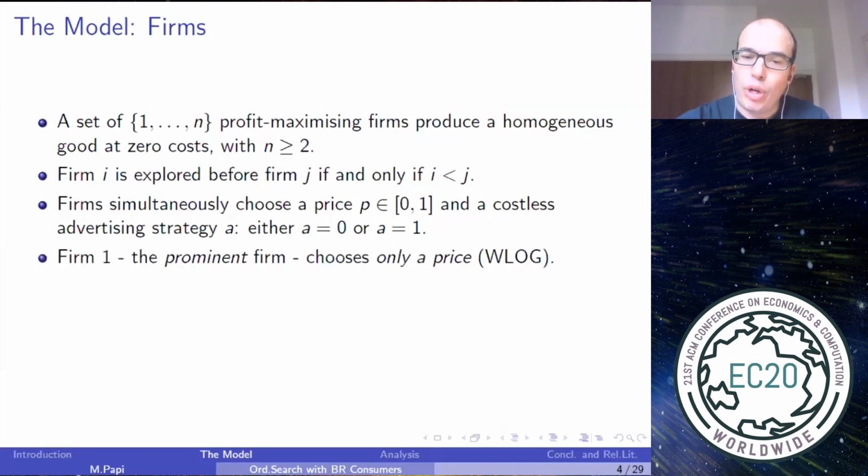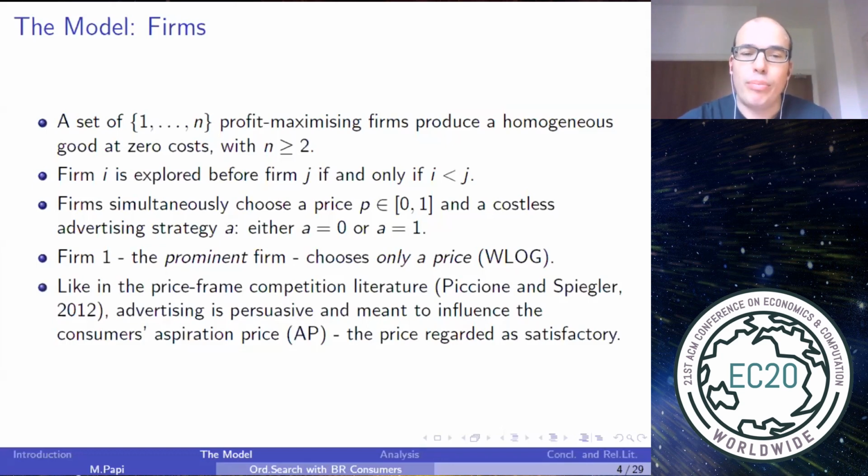Firm 1, the prominent firm, is assumed to choose only a price and not an advertising strategy. This assumption is made purely for convenience because it can be shown that under any variant of the model studied in this paper, firm 1 always prefers to advertise than not to advertise. So for notational convenience, firm 1's advertising strategy is not explicitly modeled. Like in the price framing competition literature, advertising is persuasive and is meant to influence the consumer's aspiration price, the price regarded as satisfactory.